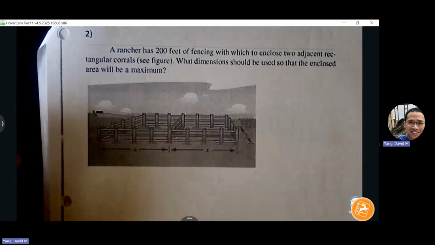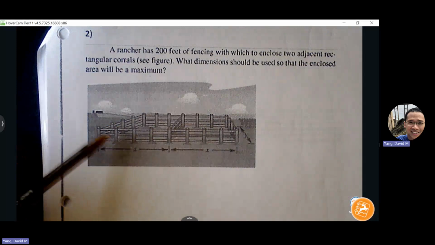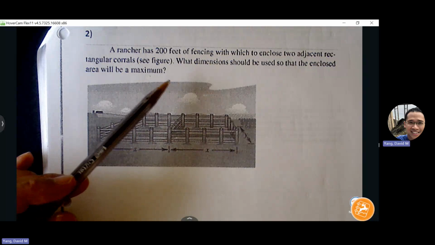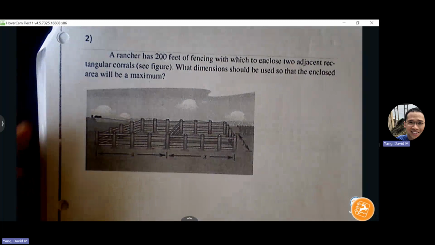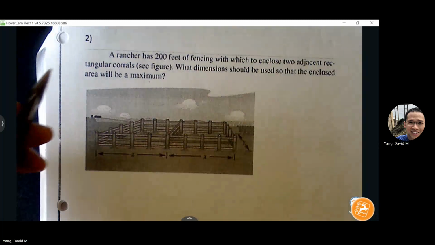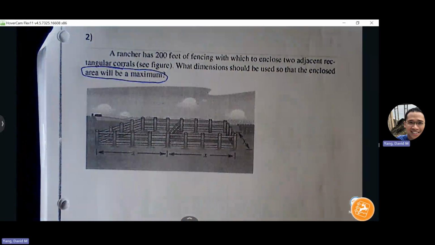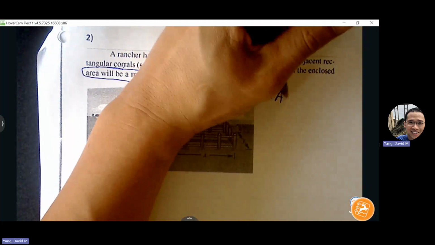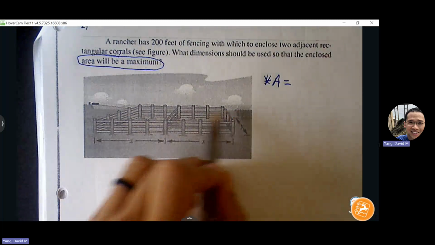Similar idea here. It's just that now it says a renter has 200 feet of fencing to enclose 2 rectangular spaces. What dimensions should be used so that the enclosed area will be a maximum? So here we're trying to optimize what? Area. Yep. You see that word maximum is describing area. That's the equation that you want to find the derivative for. So you can put a star next to area. Now, what's the area of my region here?